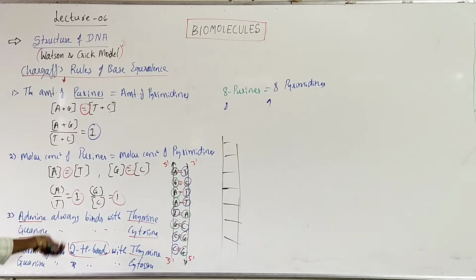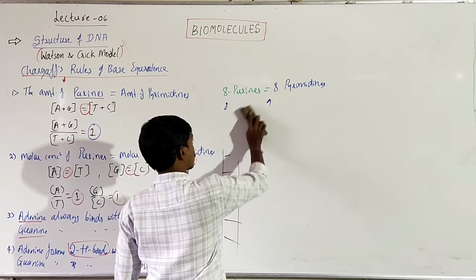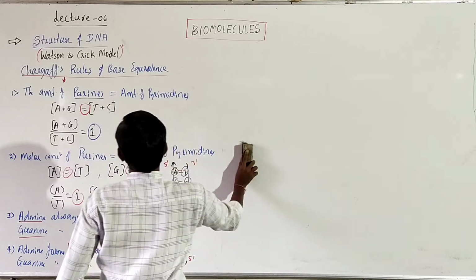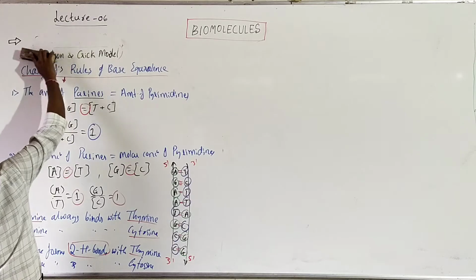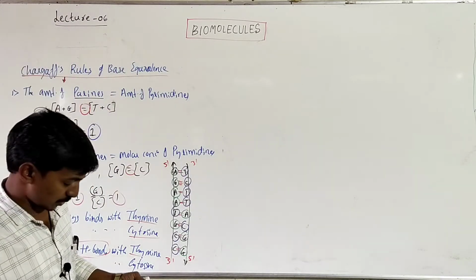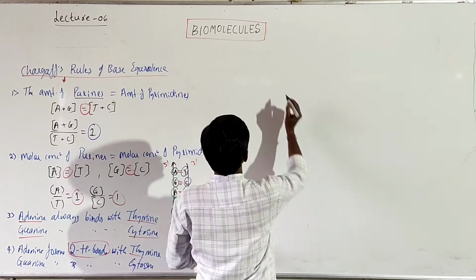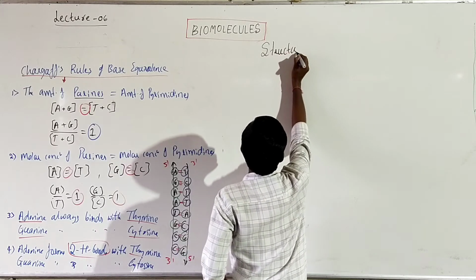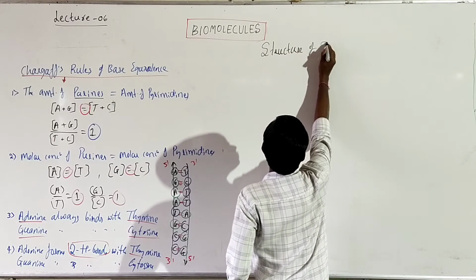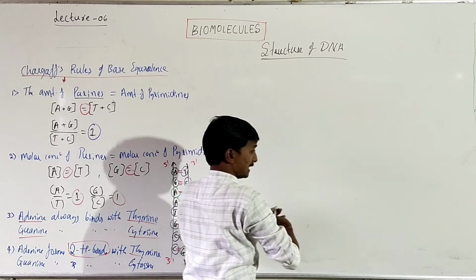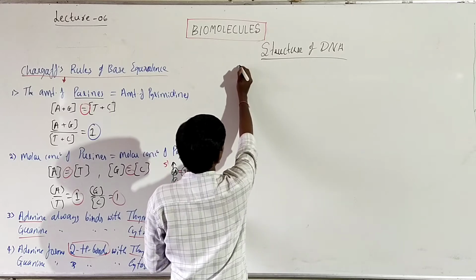Okay, with the help of these we will now move on to the diagram, that means the structure of DNA. Better we will write this at that corner to understand better. Okay, so we will now study the structure of DNA. Here the DNA structure is the Watson and Crick model.